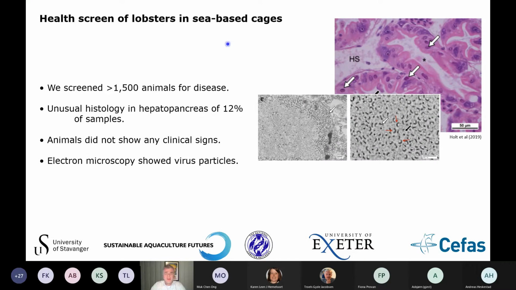In addition to this murder mystery, the standard thing we wanted to do anyway was a large health screen. So we took a lot of animals from the marine cages and looked for any health issues. We screened over 1,500 animals for disease, and in 8 to 12% of the cases we saw some unusual histology. We saw some problems in the nuclei of muscle tissue, and when we zoomed in using electron microscopy, we saw all these particles. So we saw viruses in organisms that were apparently healthy, but were also carrying a lot of virus particles.